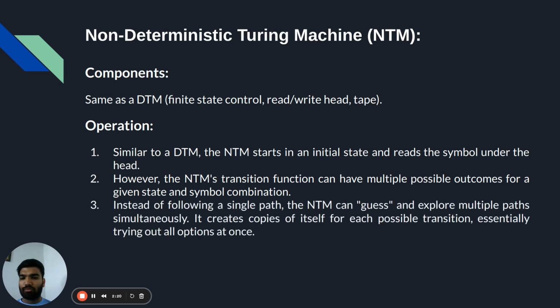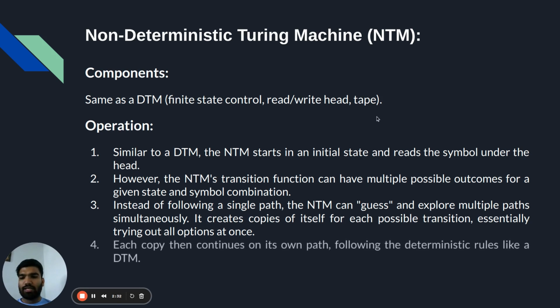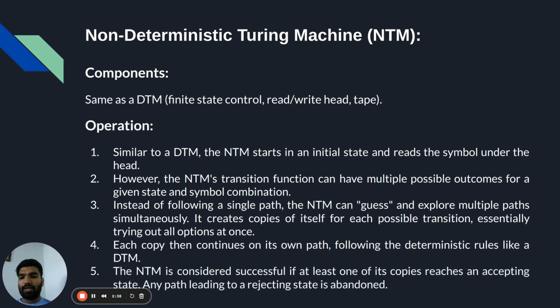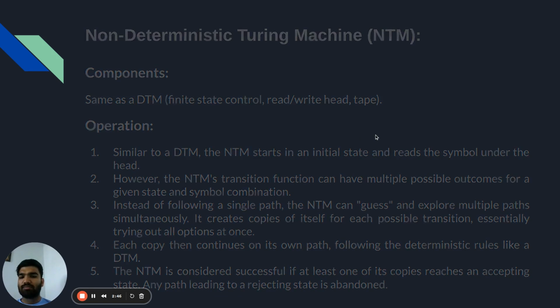Then instead of following a single path, the NTM can guess and explore multiple paths simultaneously. It creates a copy of itself for each possible transition, essentially trying out all options at once. Each copy then continues on its own path following the deterministic rules like a DTM. The NTM is considered successful if at least one of its copies reaches an accepting state. Any path leading to a rejecting state is abandoned.